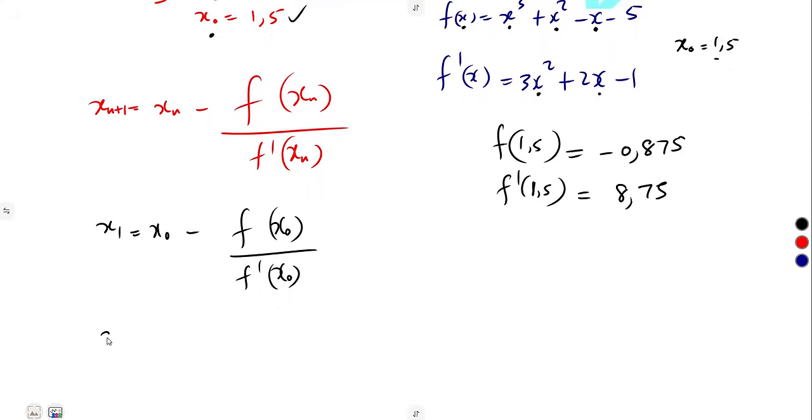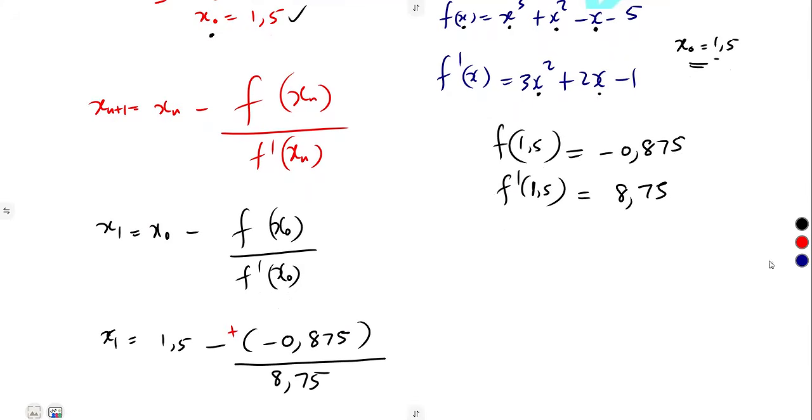So we have the first derivative from the value that we are given as x. Then we're going to substitute. So x1 is going to be our x naught, which is 1.5, minus our f of x from that one, which is negative 0.875. All right. Over 8.75. Negative simply is going to be a positive. So simplify, x1 is going to be exactly 1.6 from your calculator.